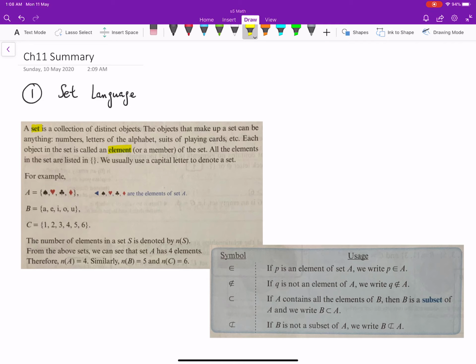And here you'll find some examples, like the set A includes these 4 elements, and set B includes A, E, I, O, U, these 5 elements, and set C we have 6 elements inside.